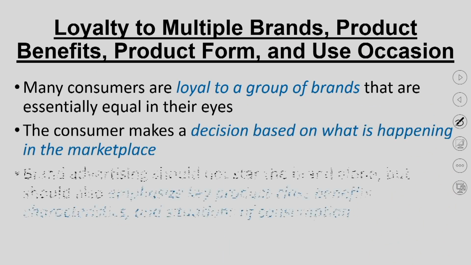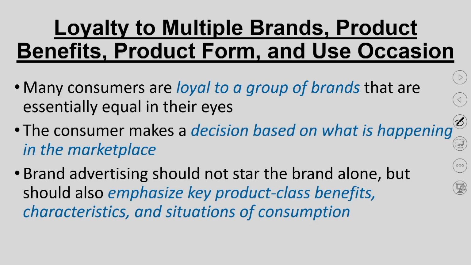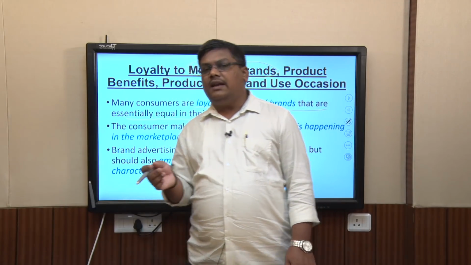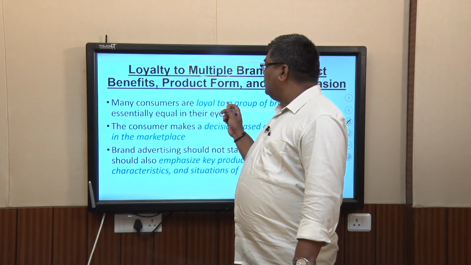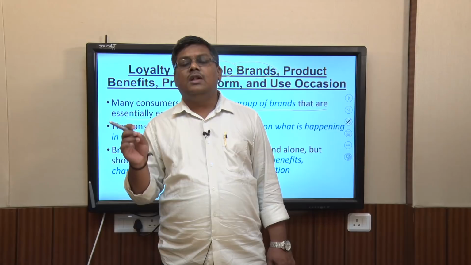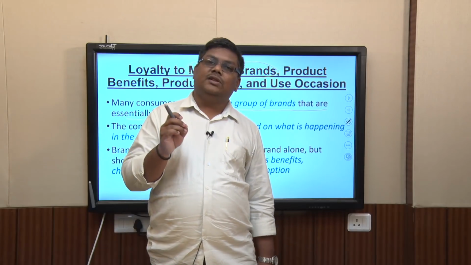Now, there are some situations where loyalty to multiple brands is shown. Now, when does that happen? Many consumers are loyal to a group of brands that are essentially equal in their eyes. So, sometimes what happens is you have people who are not loyal to one brand but to a group of brands, and they are loyal to a group of brands because they believe that all brands offer them equal choices, and so if one brand is not available, they will switch to another brand.